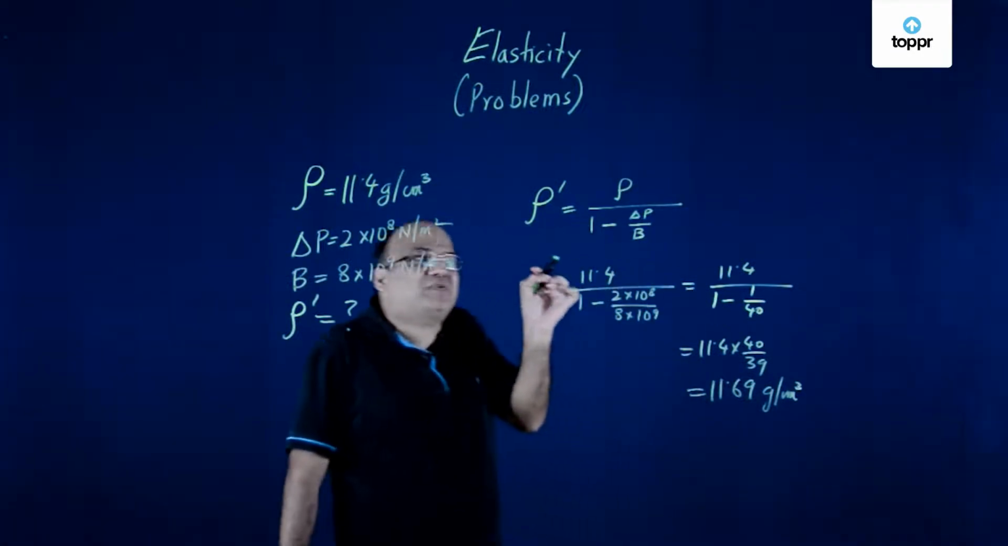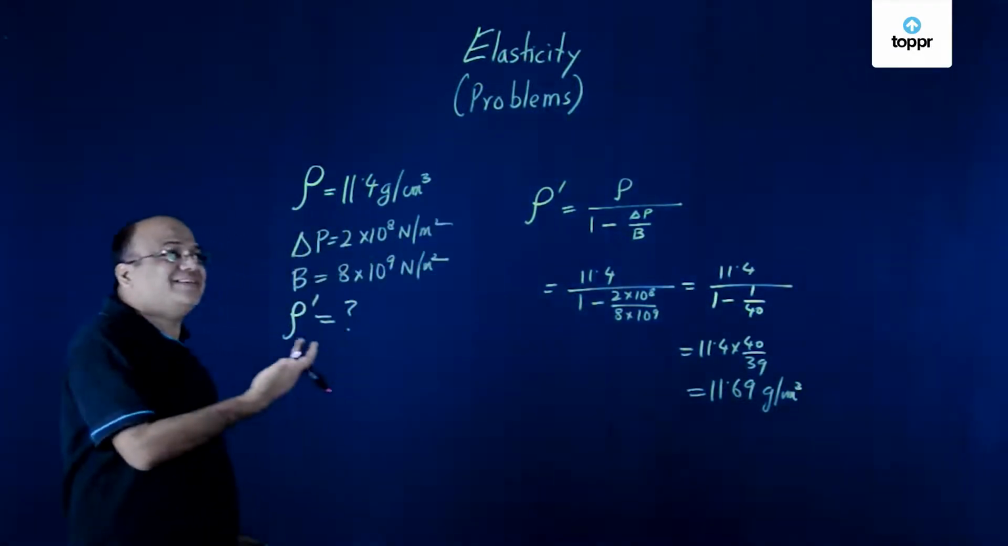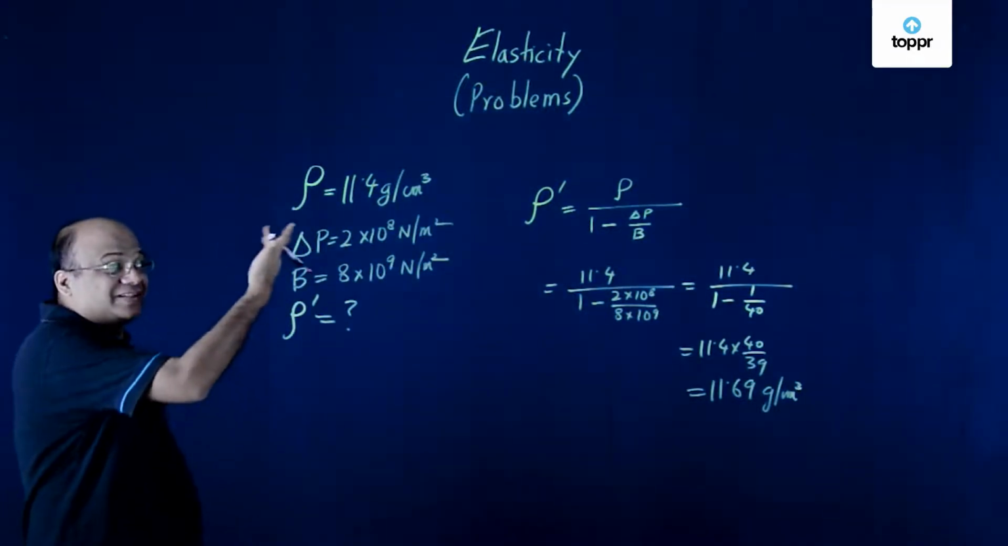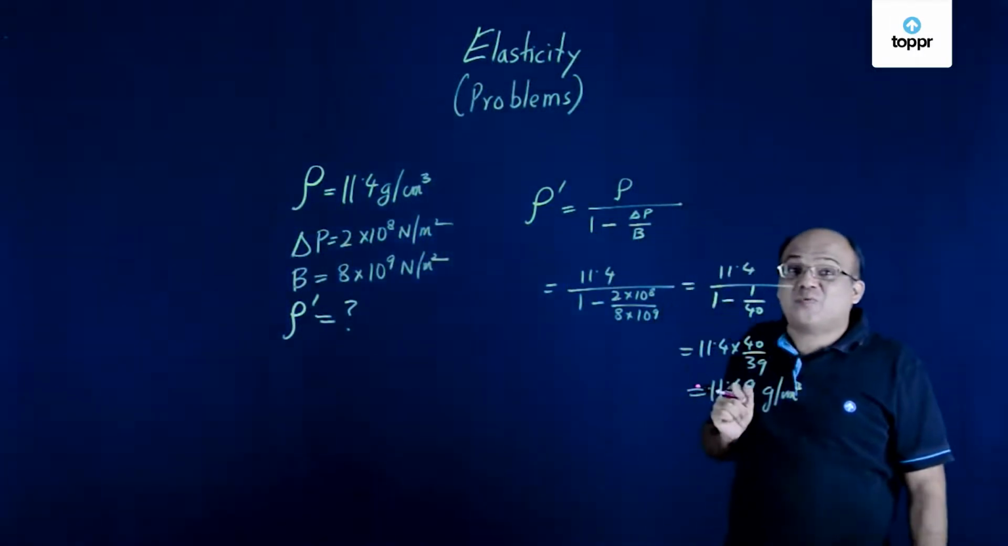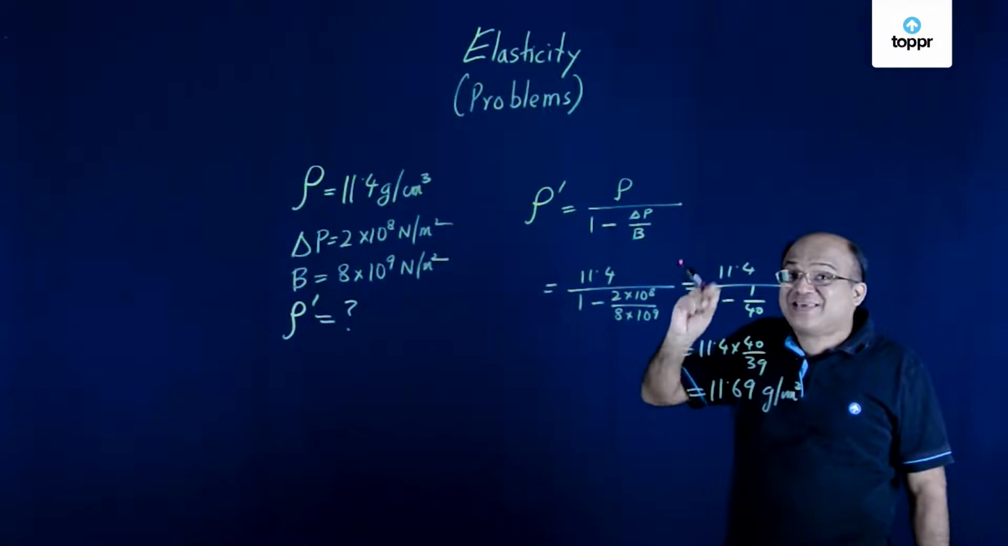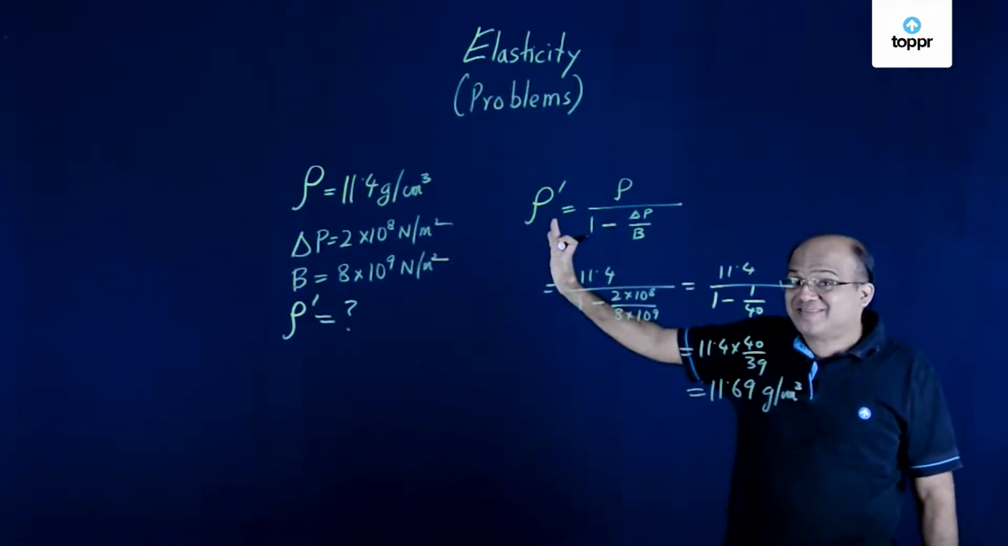So remember the formula for change in density due to pressure, the new density due to pressure, rho dash will be rho divided by 1 minus delta P by bulk modulus.